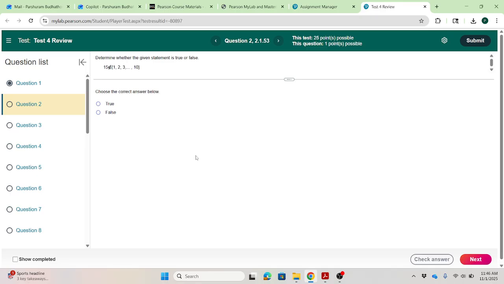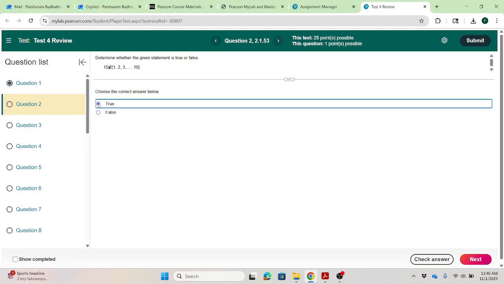Go to the next problem. 15 is an element of this set or not. This is the set of positive integers from 1 to 10. 15 is not, so the statement is true.